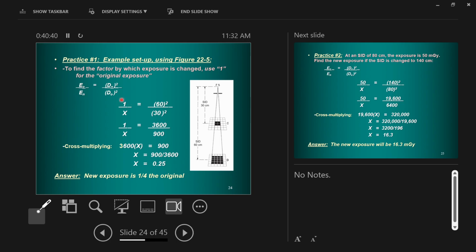Okay. So setting the formula up, they've told you that at a distance of 30, doesn't even matter what the 30 is, probably 30 centimeters. Again, doesn't matter the exact unit, okay? At a distance of 30 centimeters, the exposure is 1. At a distance of 60 centimeters, we don't know what the exposure will be. So the formula goes 1 over x equals 60 squared over 30 squared.